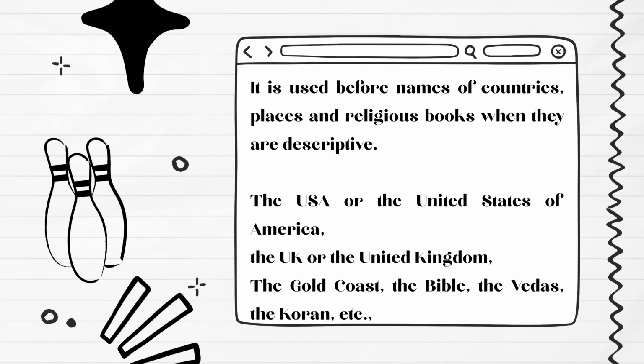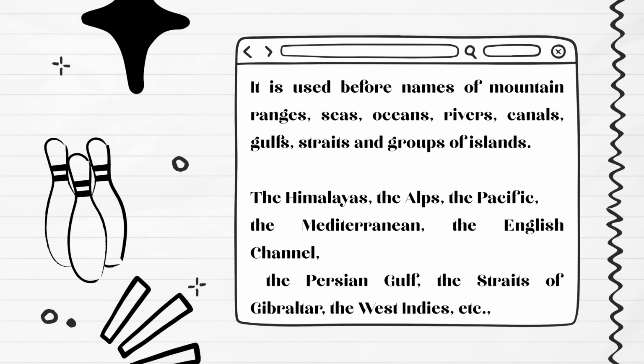It is used before names of countries, places and religious books when they are descriptive. The USA or the United States of America. The UK or the United Kingdom, the Gold Coast, the Bible, the Vedas, the Quran, etc. It is used before names of mountain ranges, seas, oceans, rivers, canals, gulfs, straits and groups of islands. The Himalayas, the Alps, the Pacific, the Mediterranean, the English Channel, the Persian Gulf, the Straits of Gibraltar, the West Indies, etc.